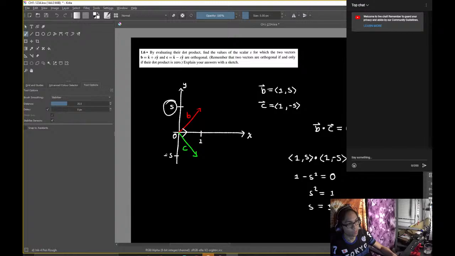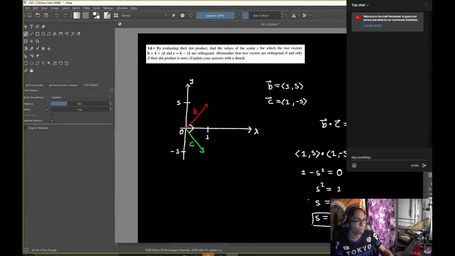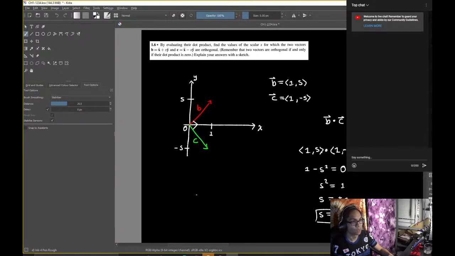And it makes sense. S is in the opposite direction, below the origin. So s has to be plus or minus 1. Nice. Let's just make it 1. There you go. S is 1. Explain your answer with a sketch. Well, I already did it. There you go, s has to be 1.